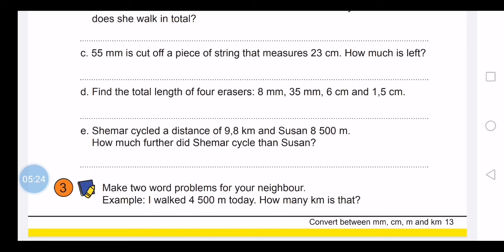Okay, that's the work for today, boys and girls. It is mostly revision. Remember to use the table at the back of Mental Maths to help you.